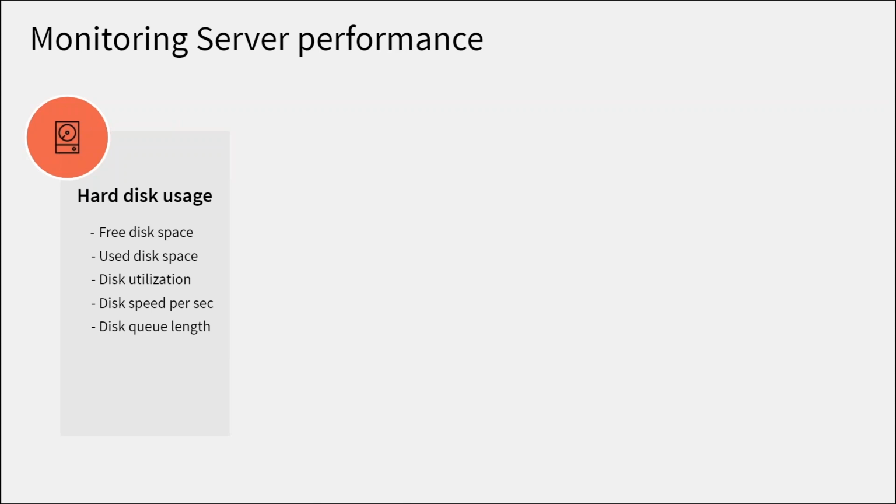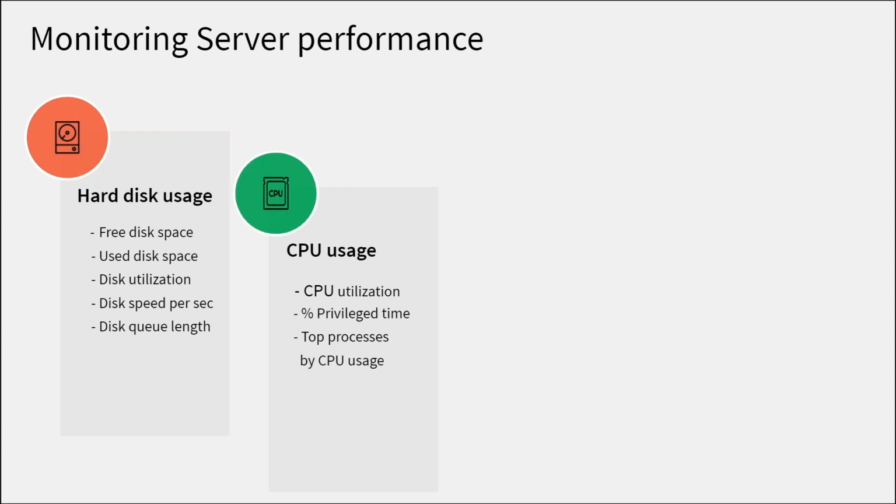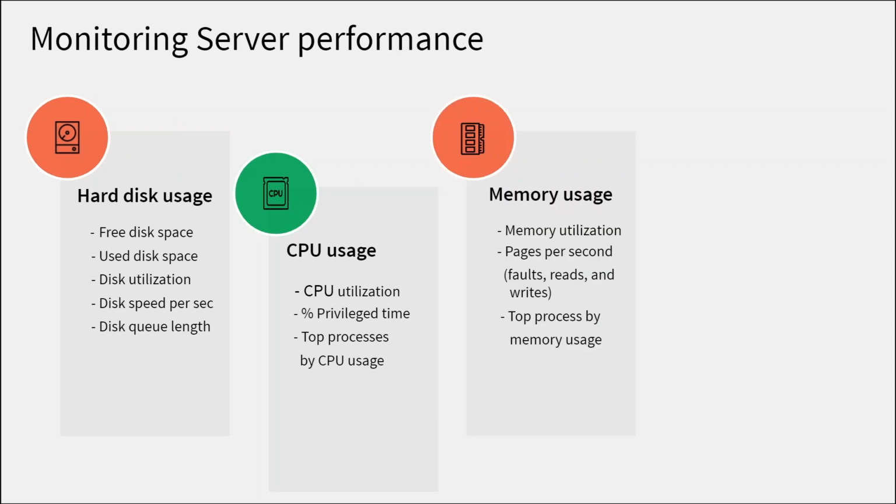So you have to monitor the free disk space, used disk space, disk utilization, disk speed per second, and disk queue length. All this will give you in-depth insight on the disk usage. And also you have to monitor the CPU utilization. You need to know what is the CPU utilization when the server is performing good, or what is the CPU utilization when the server is performing bad. And if you see the trend of CPU and memory utilization growing, then you need to correlate this with the workload activity, so that you can come to a conclusion whether you need to add more hardware according to the workload, and you need to fix that problem accordingly.